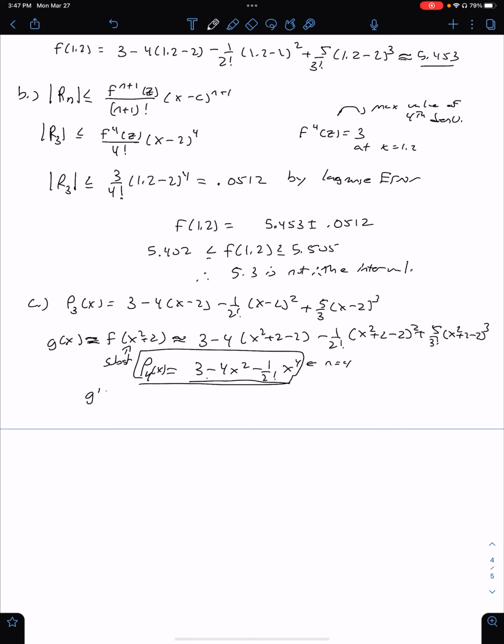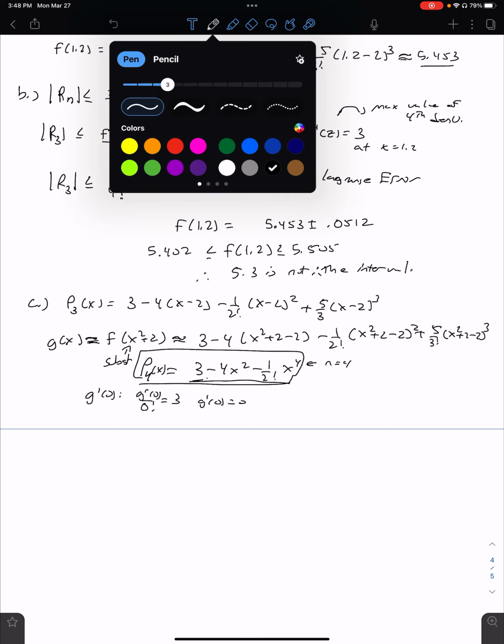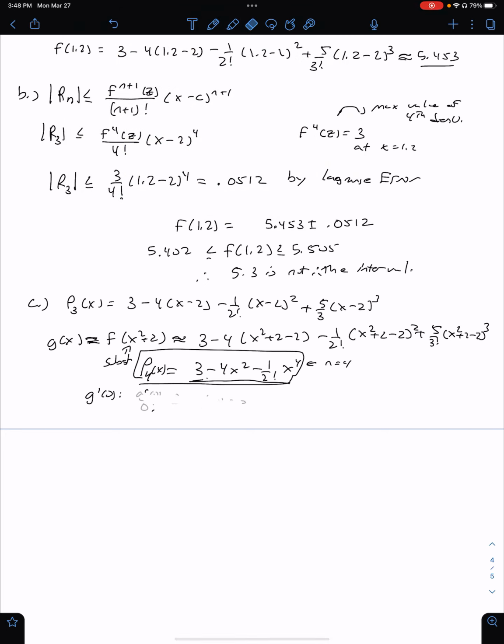I need to find g prime of 0. I want to get g prime of 0. We've done this before. That is looking at where the 0th derivative is. So g prime of 0 over 0 factorial, that has to be 3. So g prime of 0 is 0. And next I need to find the derivative. Oh, sorry. I messed that up big time here. Let me rephrase this. So to get g prime of 0, there is no first derivative term. So g prime of 0 is 0.